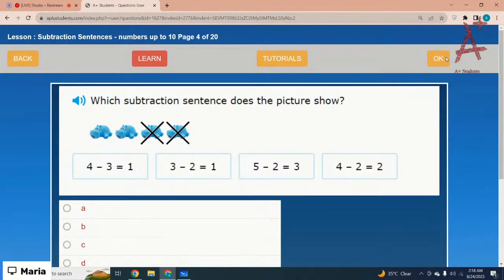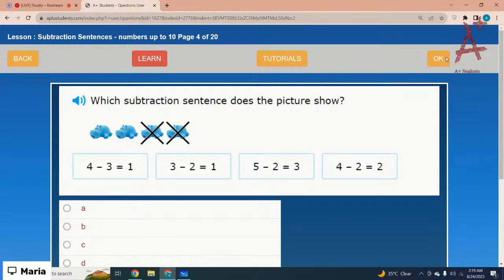Which subtraction sentence does the picture show? So which is the correct option? You can see you have one, two, three, 4 toys. How many of them are crossed out? 2 of them are crossed out, right? That means 4 take away 2.